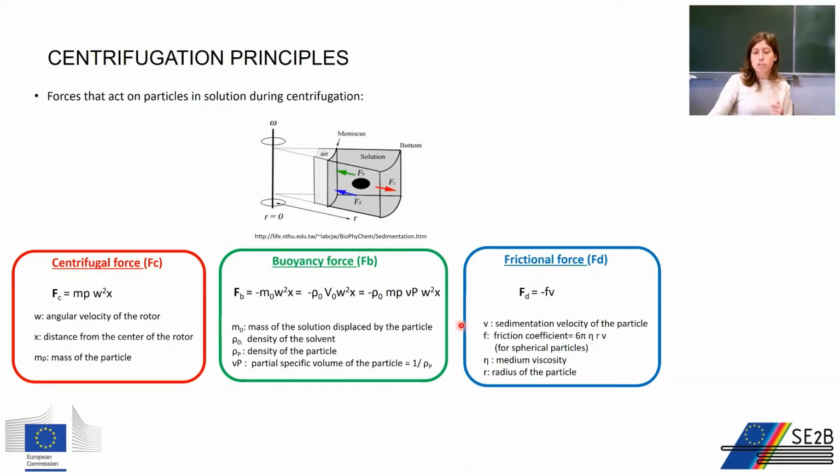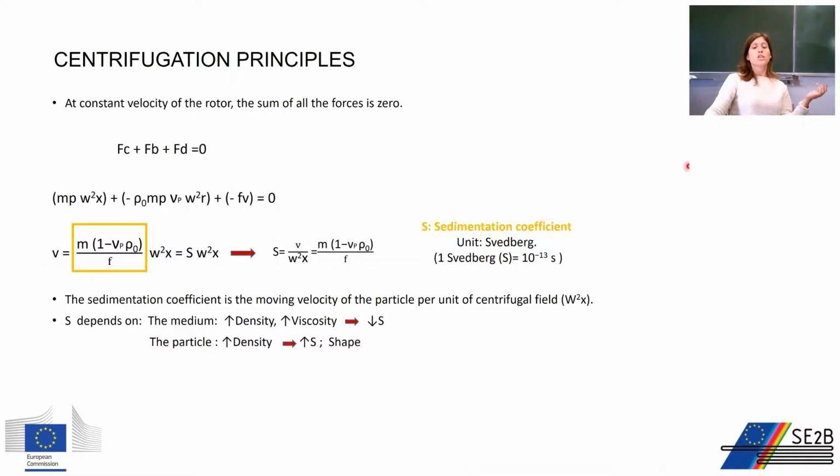Finally, the frictional force depends on the sedimentation velocity of the particle and on the friction coefficient, which in turn depends on the medium viscosity and on the radius of the particle. So at constant velocity of the rotor, the sum of all forces will be zero. Then, solving for the velocity of the particle, we obtain this equation. And if we isolate the sedimentation coefficient, we can see that it is just the moving velocity of the particle per unit of centrifugal field.